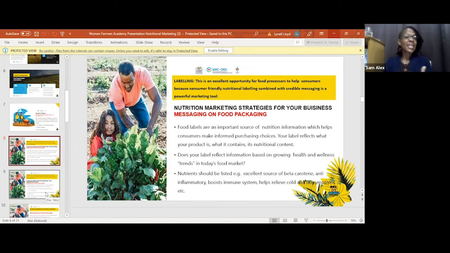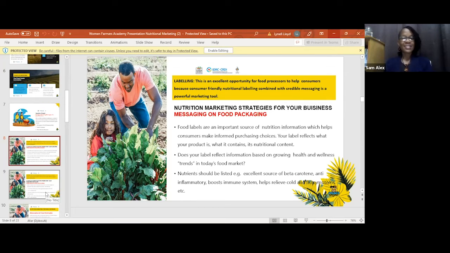Does your label reflect information based on growing health and wellness trends in today's market? For example, let's say you're selling cassava flour. Cassava is gluten-free. Does your label say gluten-free? Because you have persons who are trying to avoid gluten, or they have gluten sensitivities, or they have celiac disease. Does your label say gluten-free, or do people pick up your product and think, does it have gluten? I wonder. How can I find out? Then again, they will put it down and pick up a product that tells them it's gluten-free, as opposed to them trying to play a guessing game.